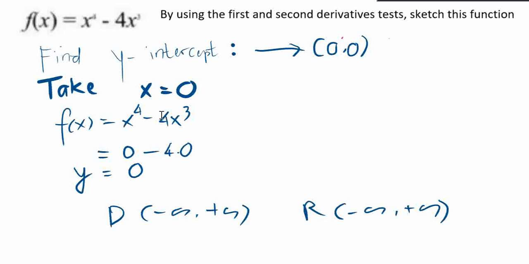And for this function, there are no vertical or horizontal asymptotes as this is a polynomial. The domain, meaning all possible values of x, is from negative infinity to positive infinity. And the range is also from negative infinity to positive infinity. There is no limit. Now let's get to the next step, step number 3, which is to find the first derivative, and step number 4 is to find the second derivative.